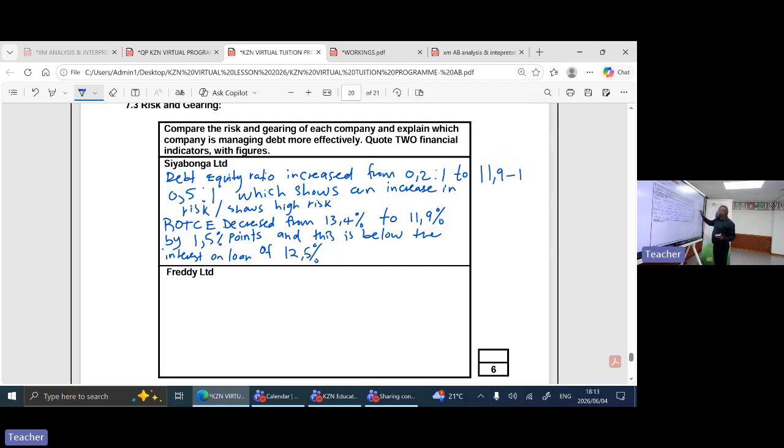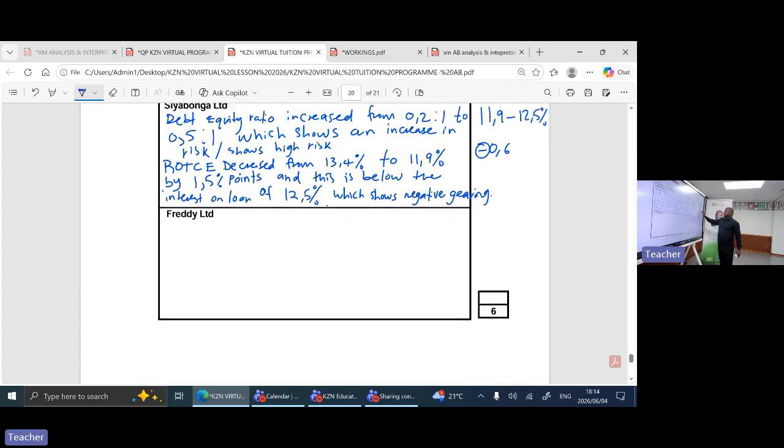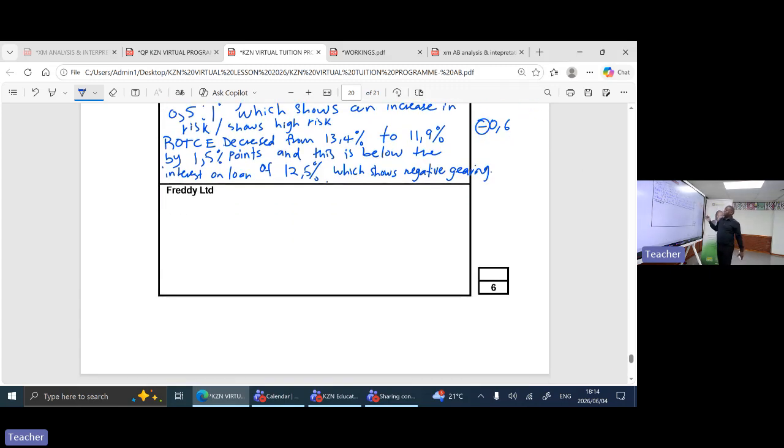11.9 minus 12.5. So you have to put negative and positive in. 11.9 minus 12.5 gives negative 0.6. Negative gearing. It shows negative gearing. Simple. Done. Right? Because when you compare ROTE minus interest on loan, it's showing negative gearing.